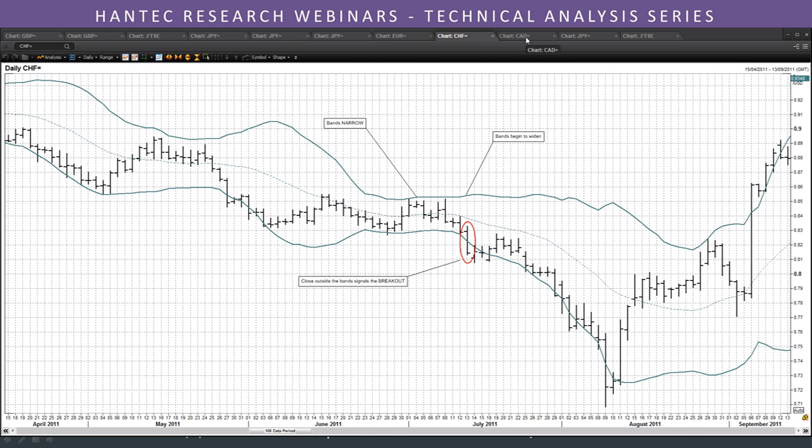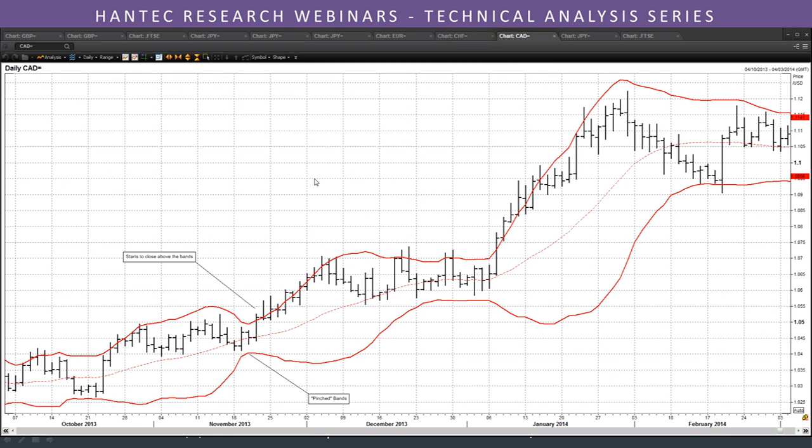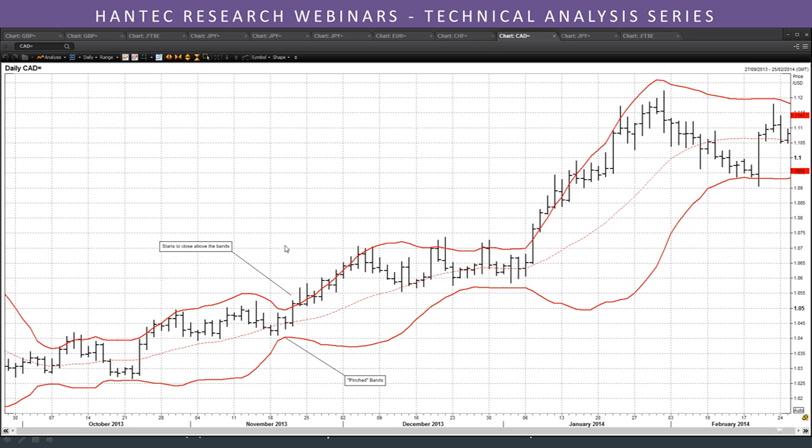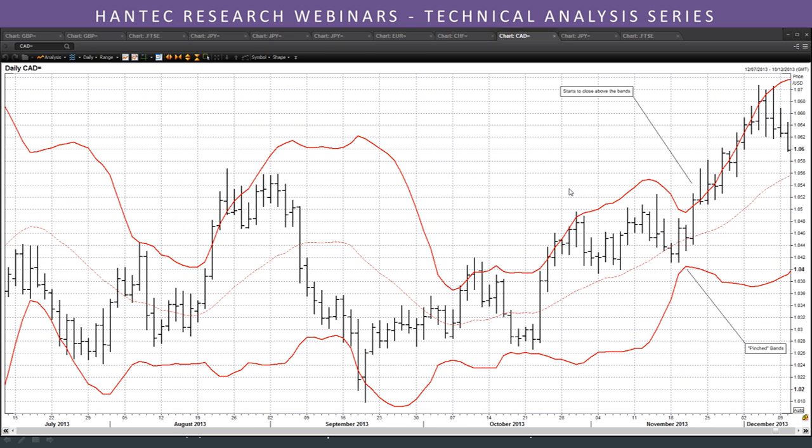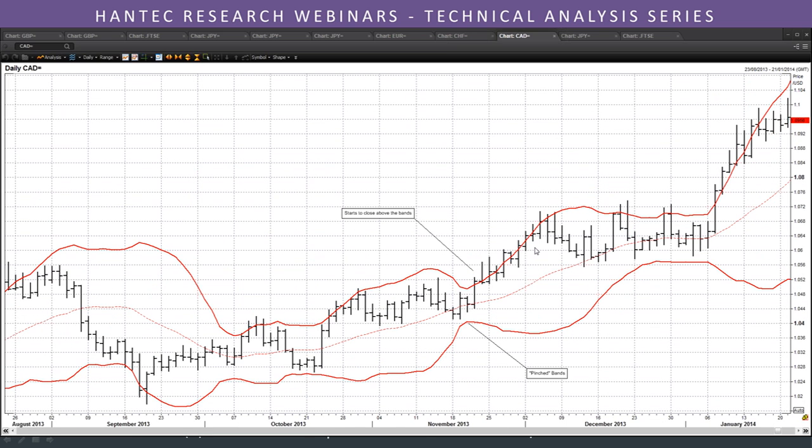In the opposite of that, you have dollar CAD. Dollar CAD again. Let me just move there. You've had pretty wide apart Bollinger Bands here, and then they suddenly start to narrow, suddenly start to tighten, and then on that tightening in this part here, you then start to get closes above the bands. And those closes above the bands are your signal, and then with that scenario, the bands start to widen out, and you go with that move.